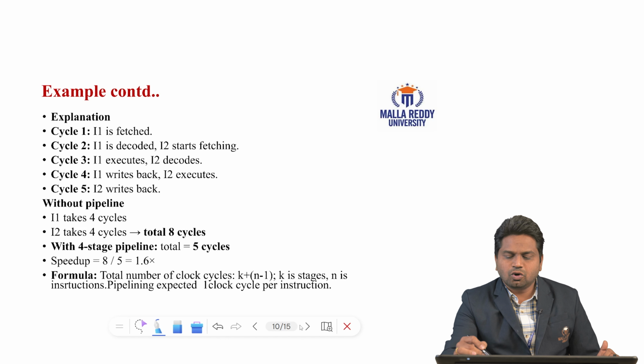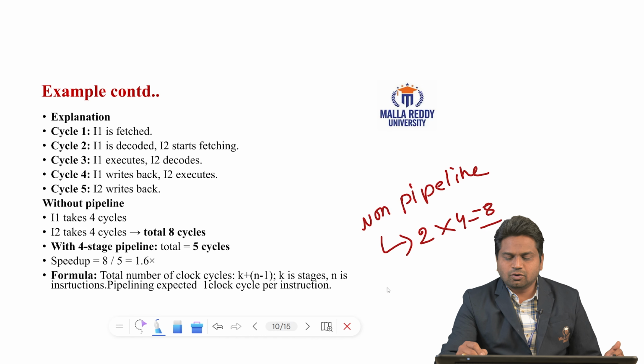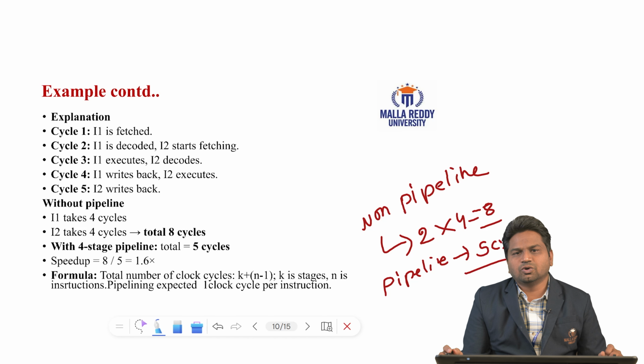For example, if you go with the non-pipelining concept, non-pipelining means sequential. How much time is it going to take? There are 2 instructions, and each instruction goes through 4 stages: instruction fetch, instruction decode, execution and write back. So 4 multiplied by 2 gives 8 cycles. But with pipelining, how many cycles did we need? Within 5 cycles. So within 5 cycles means the time is reduced, and we have a good result by using pipelining.